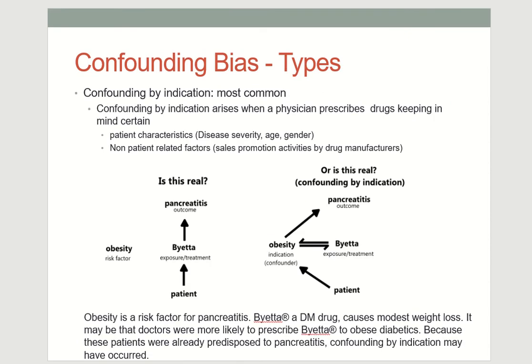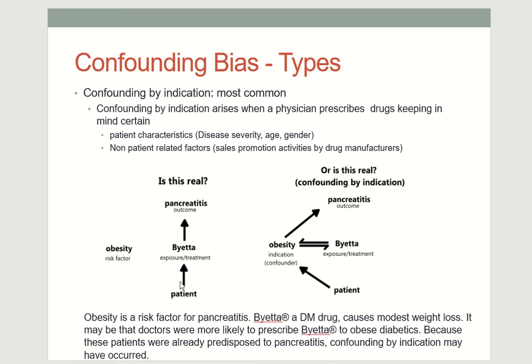Again, I think these are more examples and explanations. Confounding by indication. So basically, you have a specific type of confounding, confounding by indication, which fits the things we talked about. So whether you think about it as by indication or not, it's the same concept. The definition is that confounding by indication arises when a physician prescribes drugs keeping in mind certain characteristics of the patients. So here, for example, obesity is a risk factor for pancreatitis. Beta, a diabetic drug, causes modest weight loss. It may be that doctors were more likely to prescribe the medication to obese diabetics. Because these patients were already predisposed to pancreatitis, confounding by indication may have occurred.